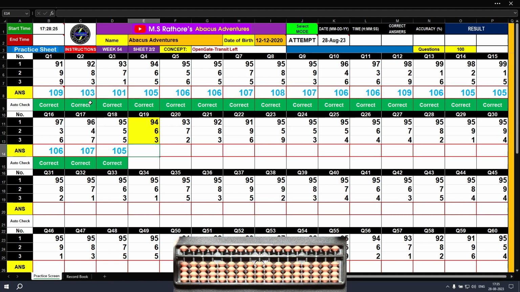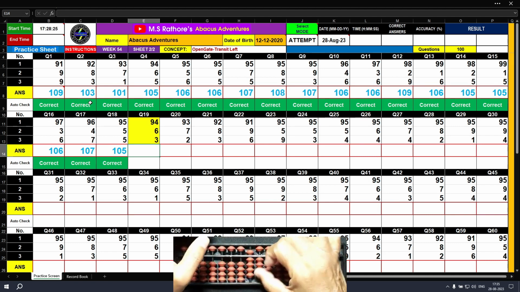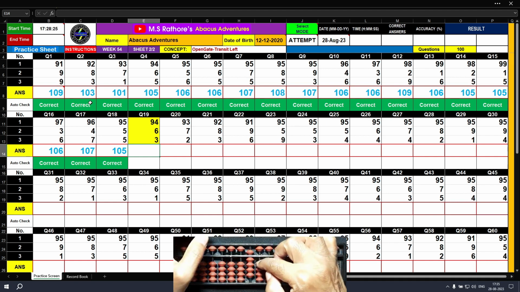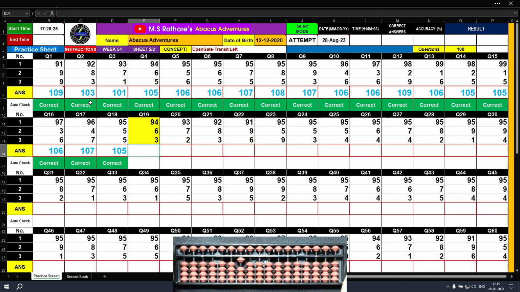Question number 19. Plus 90, plus 4, the answer is 94. Plus 6 equals minus 4, open the gate, plus 10, the answer is 100. Plus 3, the answer is 103.